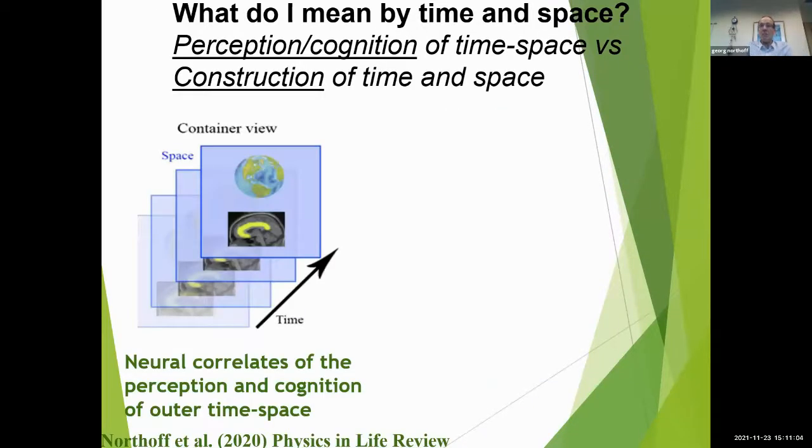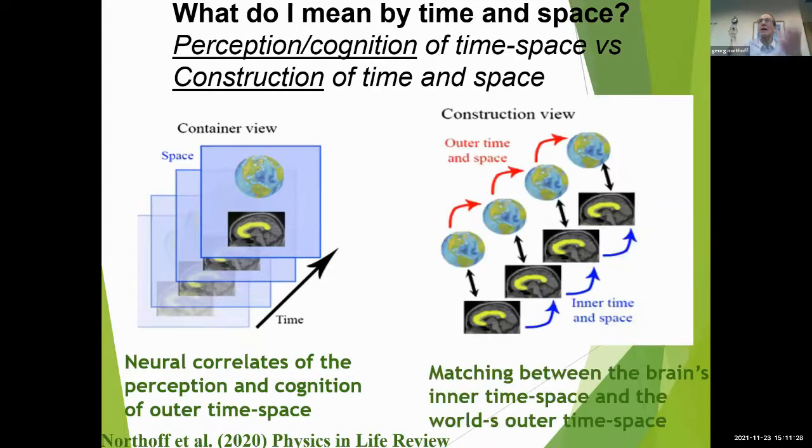So what do I mean by time and space? Traditionally in neuroscience these days, time and space is just conceived in terms of the neural correlates of our perception and cognition of outer time and space. Your brain is very active now when it listens to me and perceives me, but in outer time and space. However, your brain has its own inner time and space. The brain continuously constructs its own inner time and space.